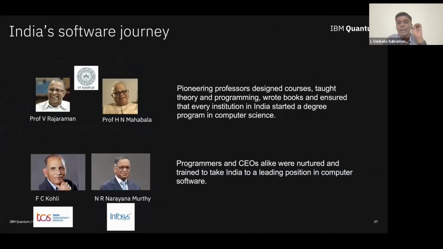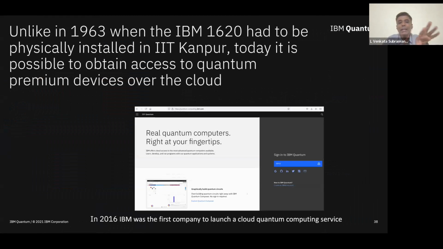So similarly, now today, unlike in 1963, when physically the IBM 1620 had to be installed in IIT Kanpur, and even running a program used to be a physical thing at that point. Today, you can actually, as I said, access quantum computers over the cloud for free for education. There are classical computers, there are simulators, and there are quantum computers. You can access all the three today over the cloud, right? You can actually run your programs.